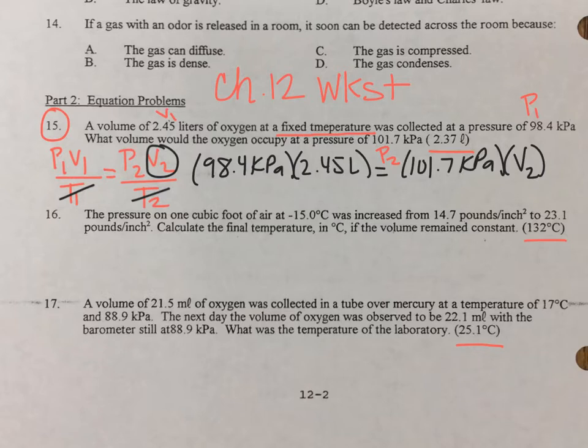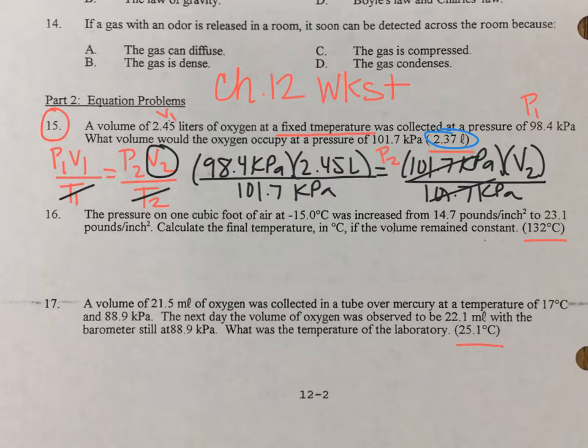So let's just do the math and solve for V2. To get V2 by itself, we're going to divide by 101.7 on both sides. Those will cross out. Then you put this into your calculator, and if you do it correctly, you should get this as your answer.